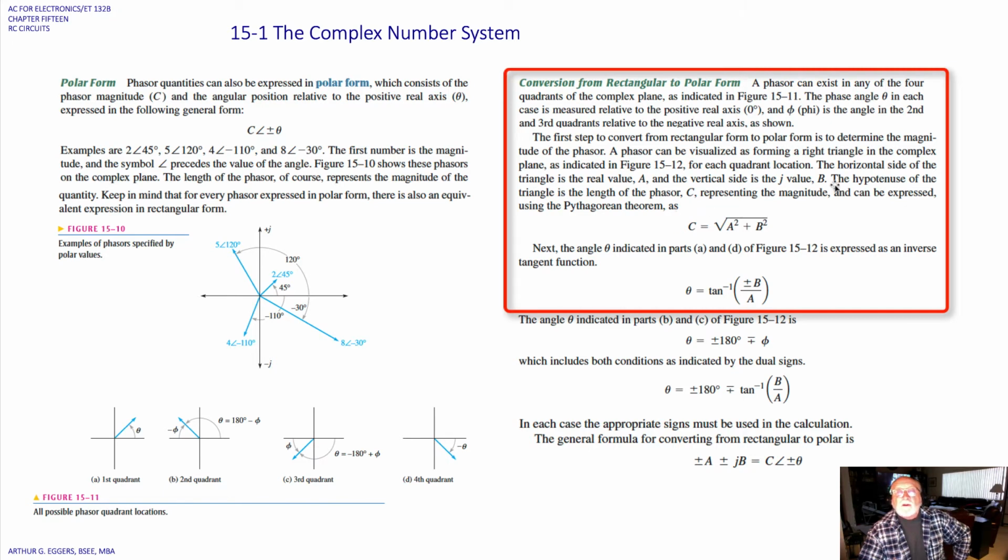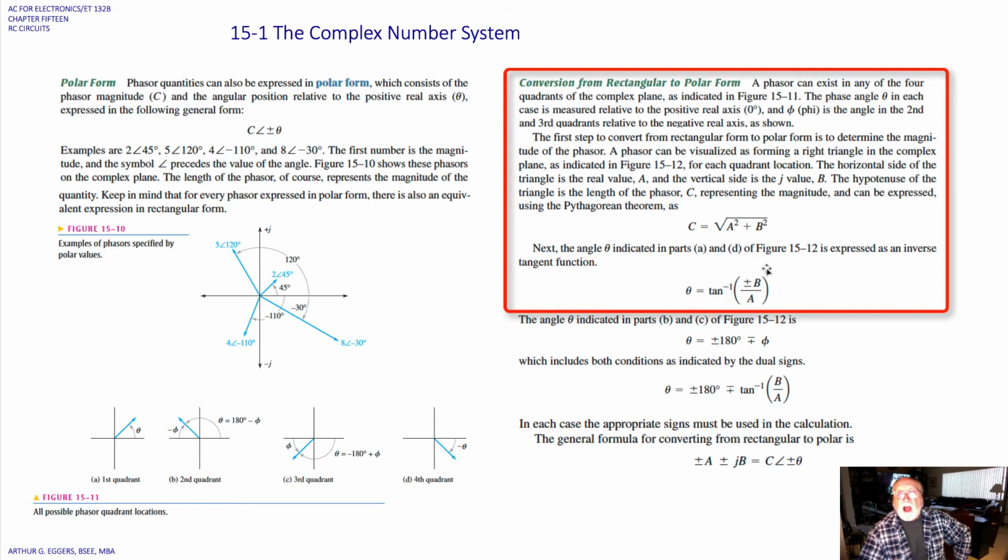The hypotenuse of the triangle is the length of the phasor C, representing magnitude, and expressed using the Pythagorean theorem as C is equal to the square root of A squared plus B squared. Next, the angle theta indicated in parts A and D of Figure 15.12 is expressed as an inverse tangent function. So that little -1 there by the tangent is telling you it's an inverse tangent.